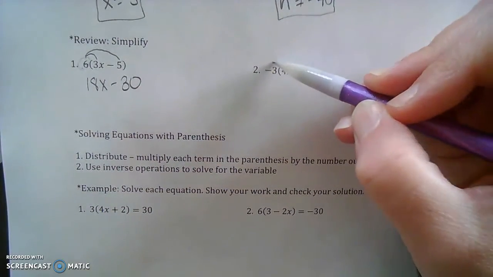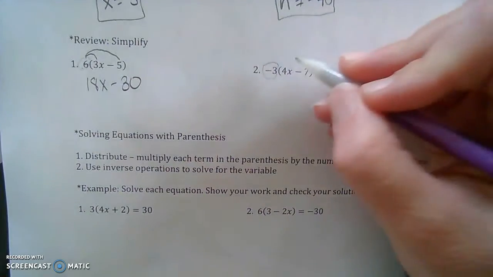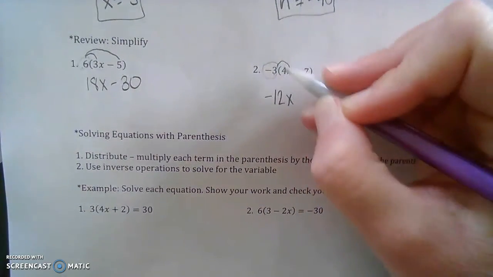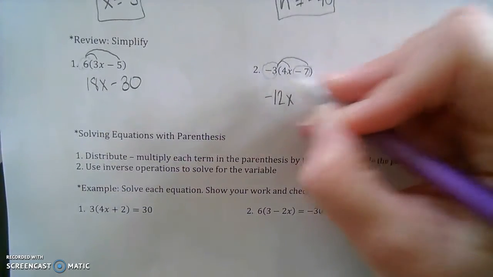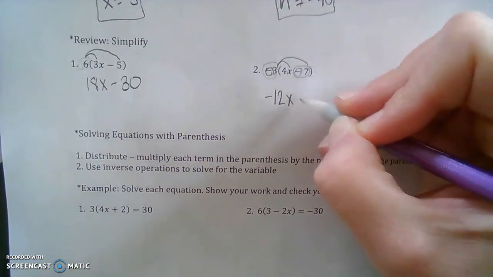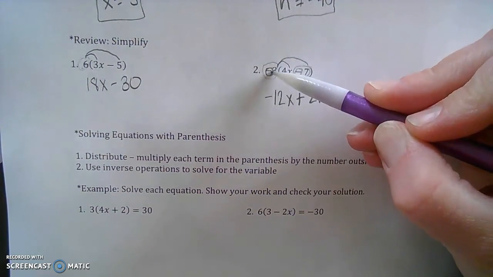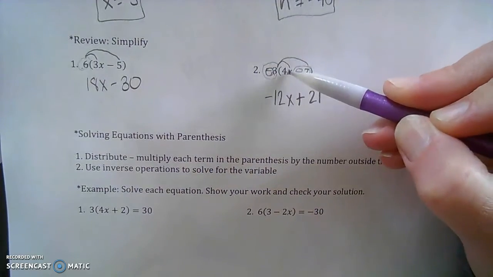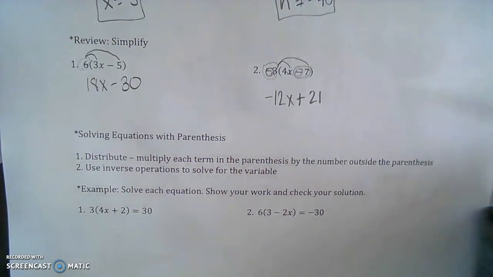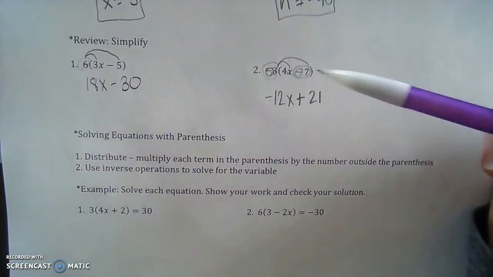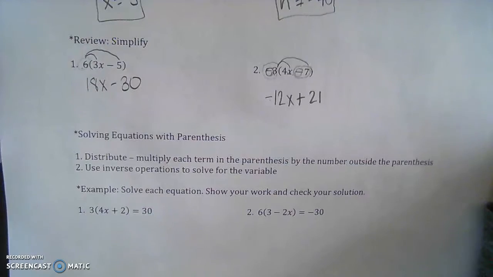This is where it gets a little bit tricky because you have a negative sign that you're distributing. So negative 3 times positive 4 is negative 12x. When you do this one, you want to think negative 3 times negative 7 is positive 21. So negative 12x plus 21. So if there's a negative sign outside, these two both need to change. So this was positive, it became negative. This was a minus sign, it becomes a plus sign. That's going to be the first step. Distributing is going to be the first step in the problems that we do today.